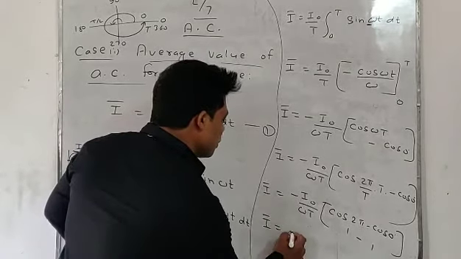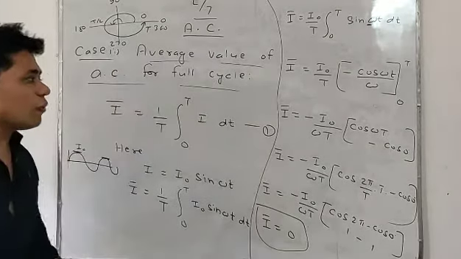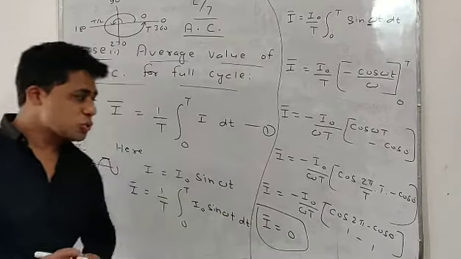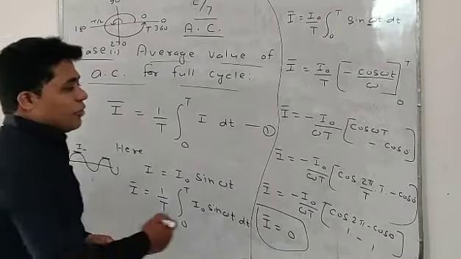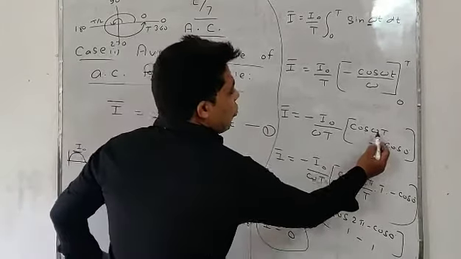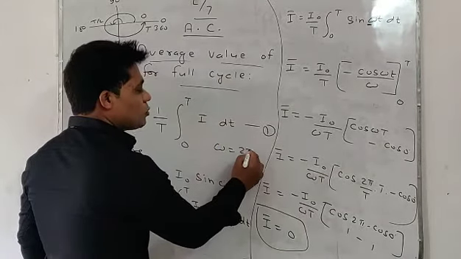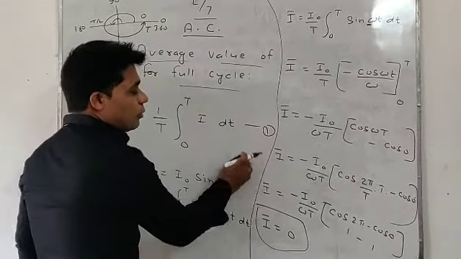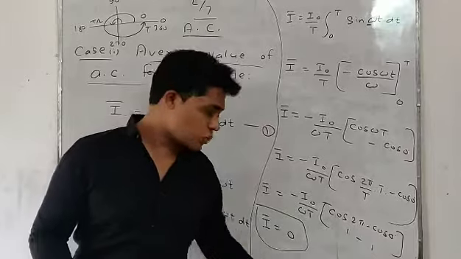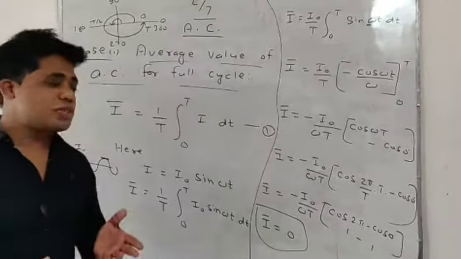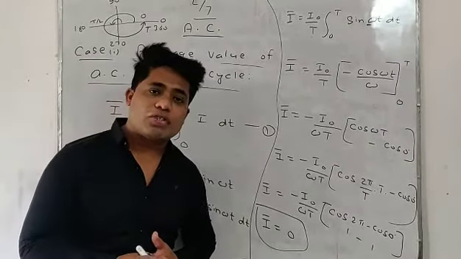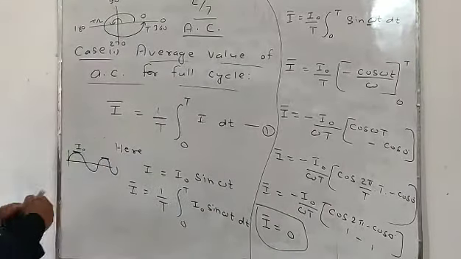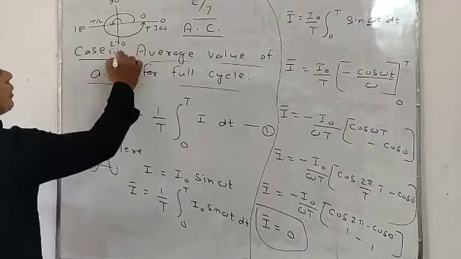So what result did we get? The average value of alternating current for a full cycle is always 0. Understood, students? Here we made one change: instead of omega, the angular speed, we wrote 2 pi by T, where T is the time period. Cos 2 pi is 1, cos 0 is 1, 1 minus 1 is 0. So the average value of alternating current for a full cycle is 0. And if you want to find it for a half cycle, look, this is the second case.